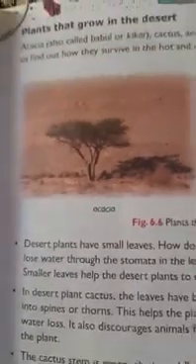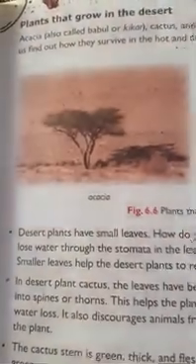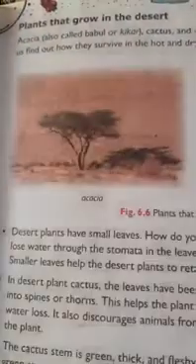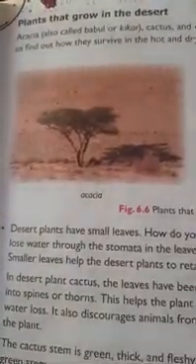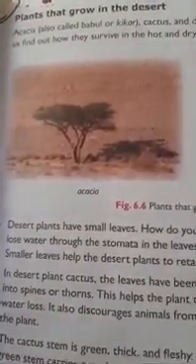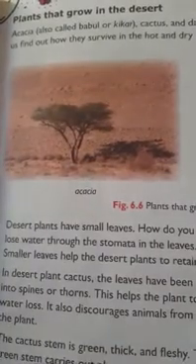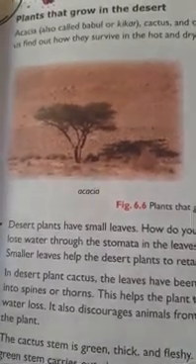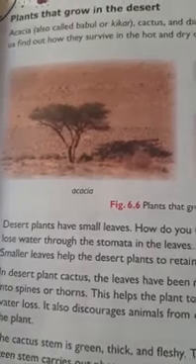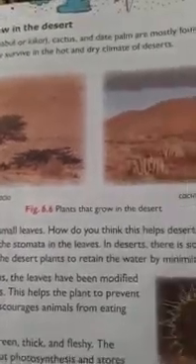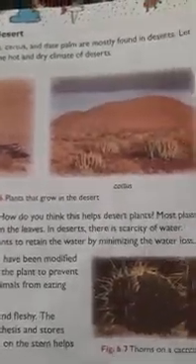Plants that grow in the desert: acacia, also called babool or kikar. Have you heard of the babool tree or kikar tree? Its fruit will be like thorns. So acacia, also called babool or kikar, cactus and date palm are mostly found in deserts.